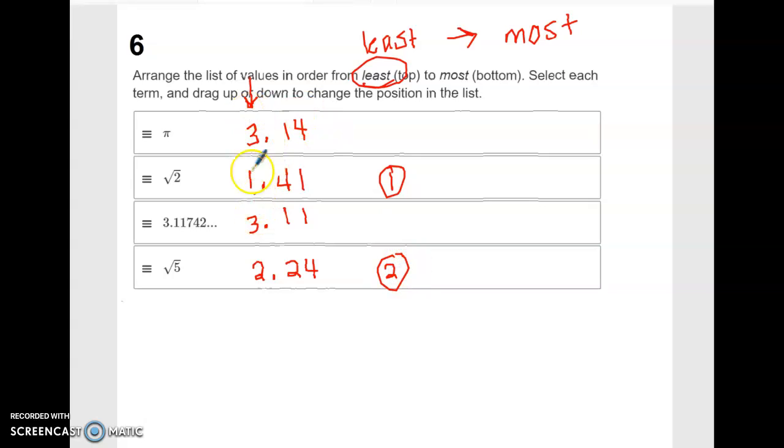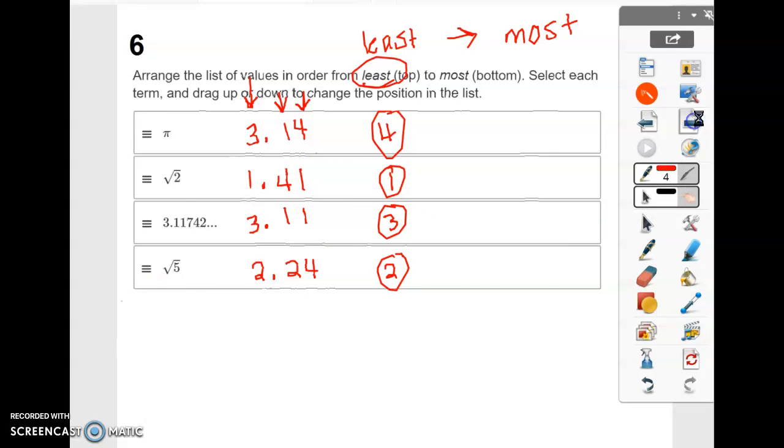Then these each have 3 in my ones place, so I'm going to move to my next place. I have a 1 and a 1, so I'm going to move on to the next place. And I have a 4 and a 1, so that's going to make this one my next one, and then this one. Okay. All right, next one.